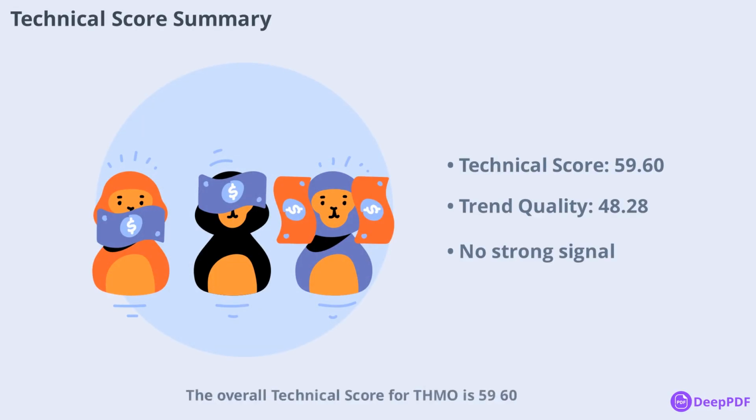The overall technical score for THMO is 59.6, which is slightly above neutral but not strong enough to indicate a clear buy or sell signal. The Trend Quality Index is 48.28, reinforcing the idea that the current trend is weak and lacks conviction. Traders should be cautious and look for additional confirmation before making any moves.